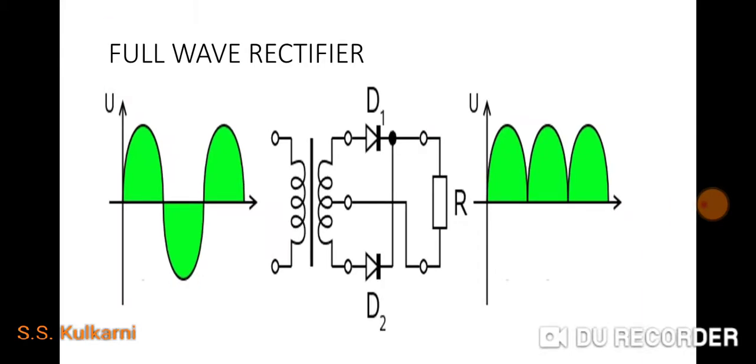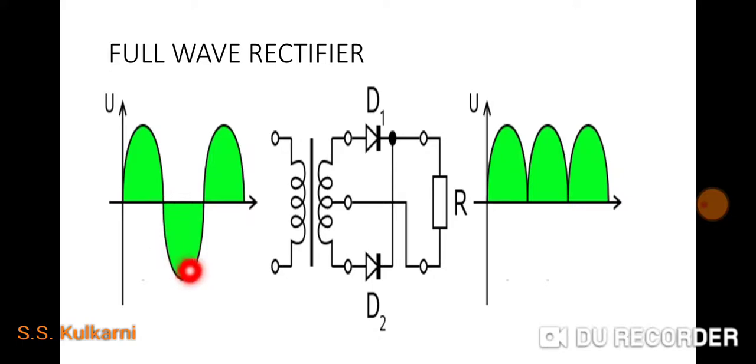Now let us see the next one, that is the second type, the full wave rectifier. In a full wave rectifier, two diodes are used, diode D1 and D2. During the positive half cycle, diode D1 conducts and current flows through the diode, hence through the resistor R. Hence for the positive half cycle, we have voltage and current across the output.